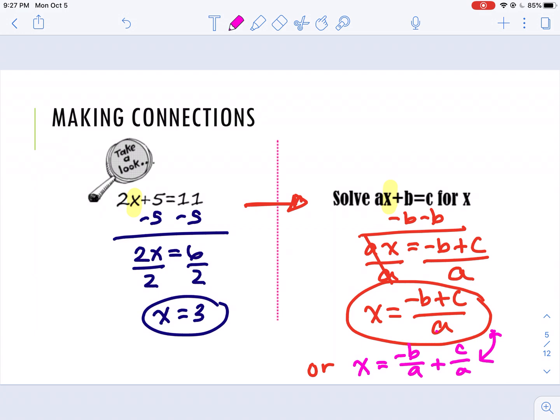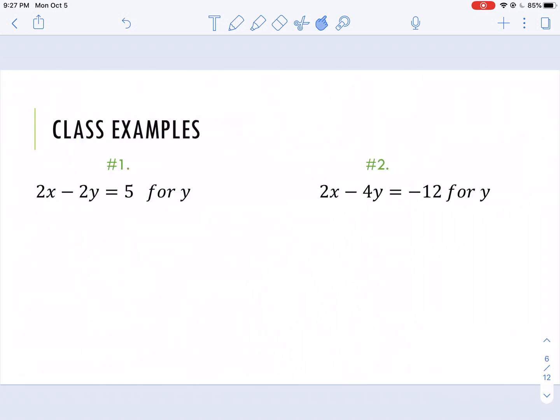All right, so let's take some time now and apply our new skills of solving literal equations. If you need to pause the video to write down these two examples, you can, but I do want to ask you, once you finish writing them down, please come back and unpause the video so you can watch as I go over it.